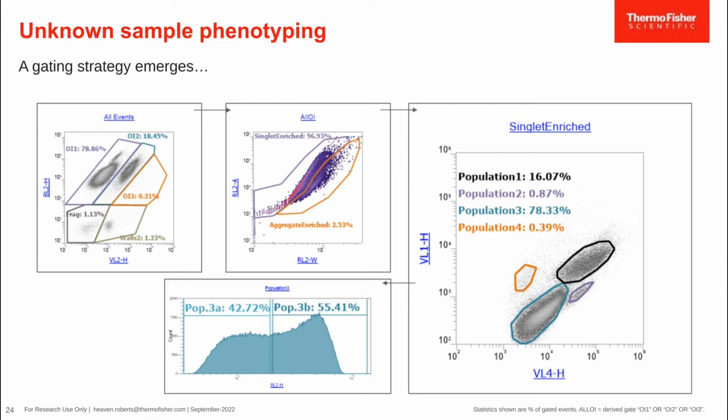To remove some very egregious aggregates, I've drawn what I've called a singlet enriched gate. I didn't remove all aggregates this way, but it's close, off of red 2, area and width. And then out of that, I've identified 4 major populations or important populations. They're certainly not major in their count. You can see that population 4 is only 0.39% of my gated events, but you'll see in a moment why this population is important.